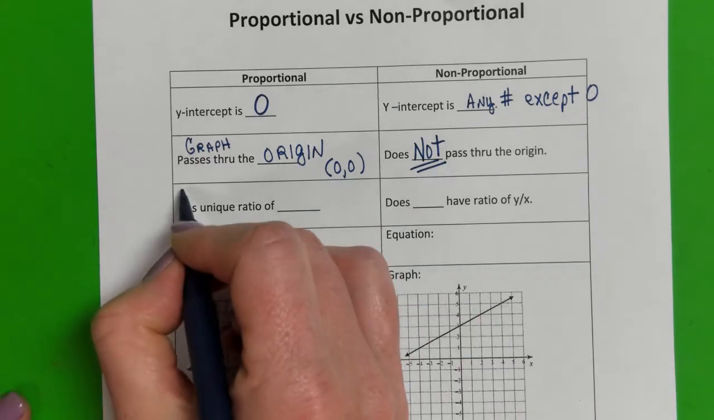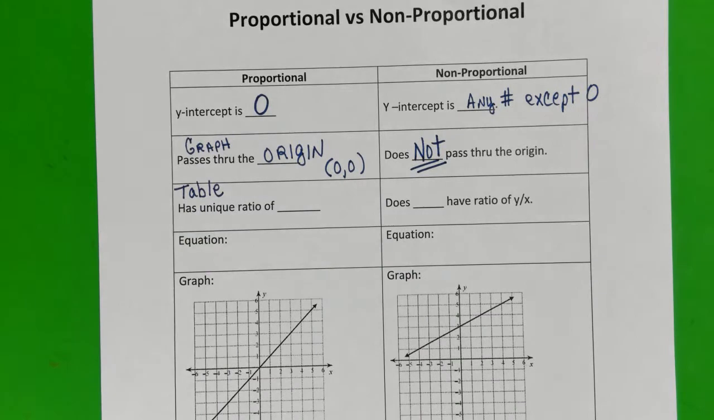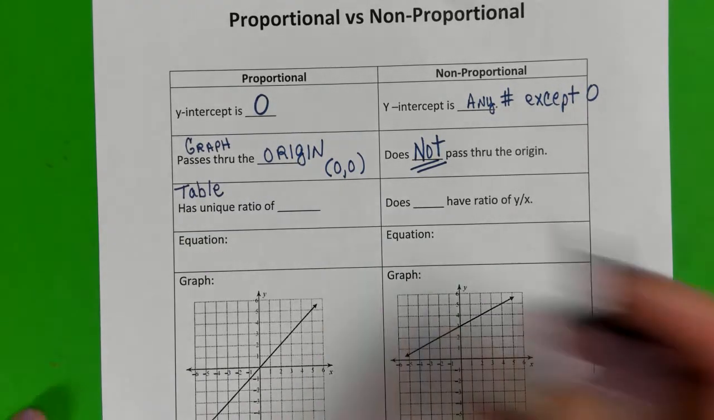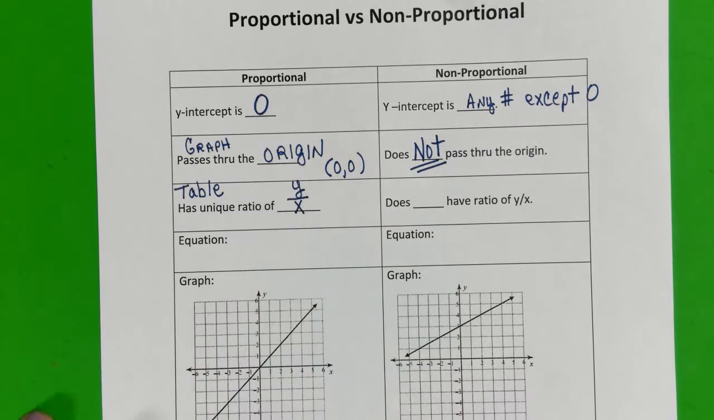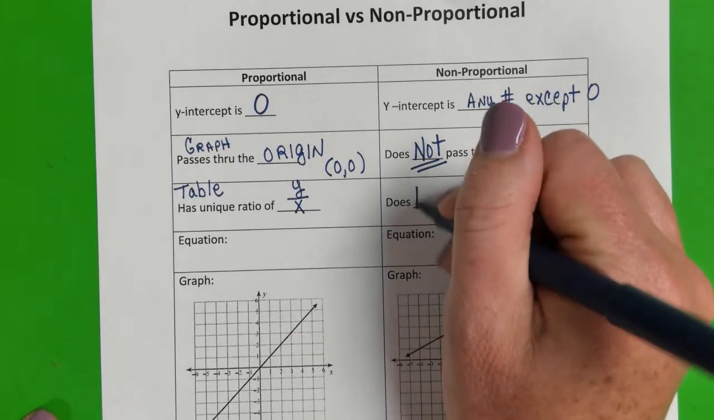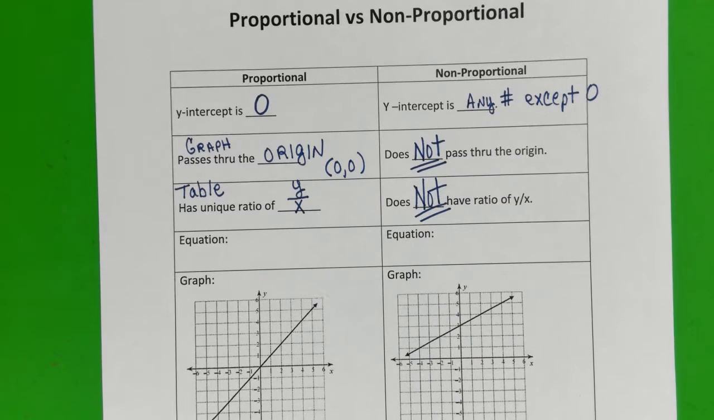If we are looking at a table, we will see that a proportion has a unique ratio of y over x. We can take every pair of points in our table and divide y divided by x, and it will be the same. But if it's non-proportional, it does not have that unique ratio.